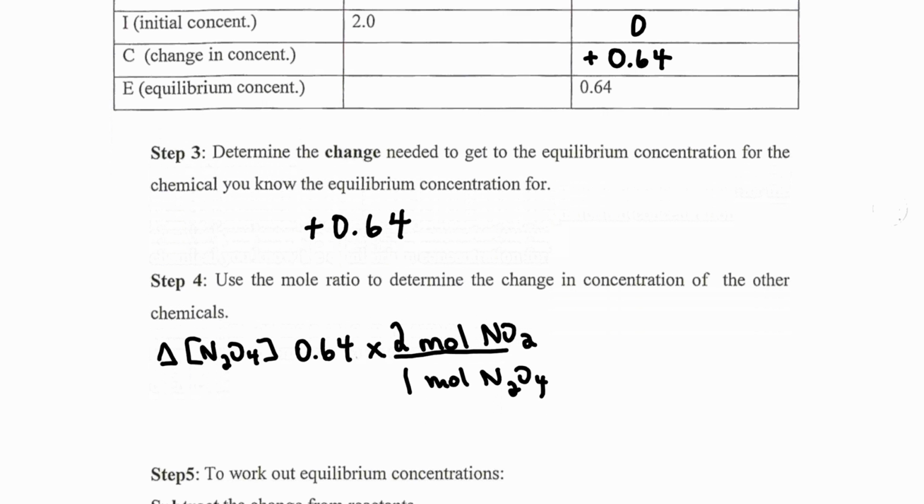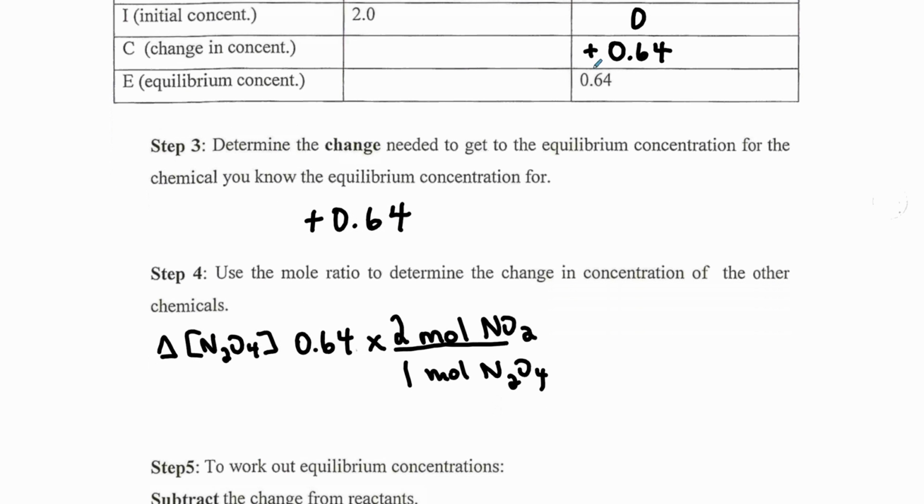Okay, so all this is doing is just showing the change in relationship to one another. And that's simply based on how many moles of each reactant and product you have. Okay, so N2O4 will cancel. 0.64 times 2 is 1.28. Okay, and that's going to be the change in concentration of the NO2. Now remember I said that as the reaction progresses, the concentration of the reactants decreases as they get used up. So I'm going to add a negative sign here.